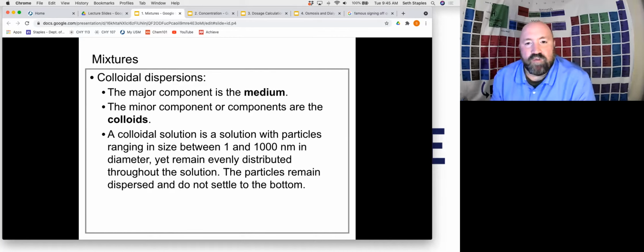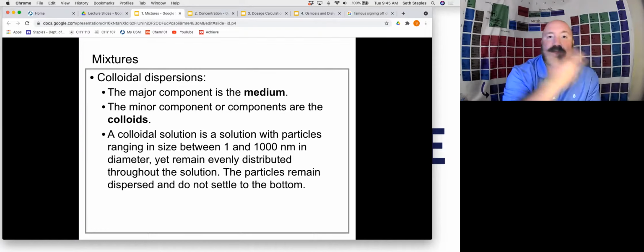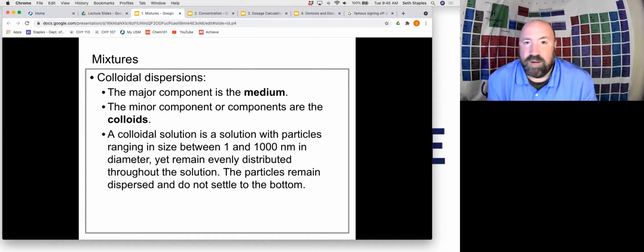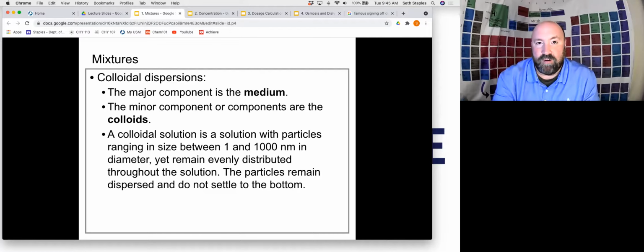A colloidal solution is any solution that has particles which range in size between 1 and 1,000 nanometers in diameter, but they're evenly distributed throughout the solution. And this is the key: they remain dispersed and they don't settle to the bottom. The particles are not big enough to eventually settle to the bottom of the glass or whatever you might have it in. They always remain dispersed throughout the whole thing, and that's the key aspect of a colloidal dispersion.